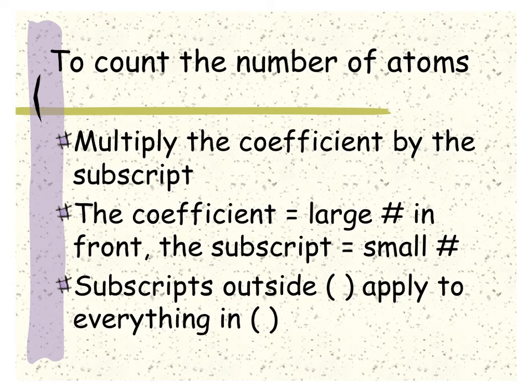So here are some things to help remember. So again, on counting atoms, we're going to multiply the coefficient by the subscript. The coefficient is a large number, the subscript is a small number. And again, subscripts outside the parentheses apply to everything in parentheses. So just like we said before, with the SO4, same thing. Let's say it's NH4 and it's 2 of them, then that would be 2 N's and 8 H's.